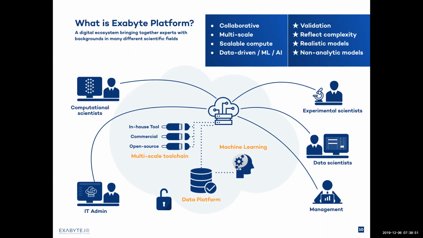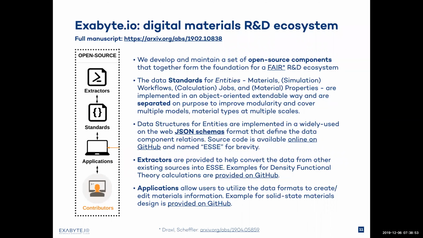So how do we implement something like that? We start with the open source components, and we start with the data standards. We develop and maintain a set of open source components that together form the foundation for a FAIR R&D ecosystem. And FAIR here stands for findable, accessible, interoperable, and reusable. That's an acronym.